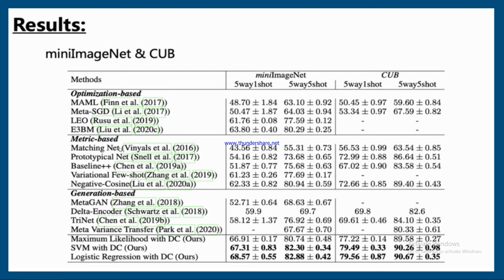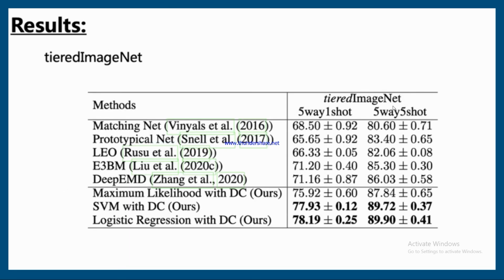Here are the results where they performed this experiment on three settings. First optimization-based setting, second metric-based, third is generation-based setting. Compared with all three settings, they claim that their models, first the maximum likelihood with DC model, the distribution calibration model, and the SVM with DC model, and the logistic regression model, perform better than the other models in other settings. This is on miniImageNet, and this is on CUB. One setting is the 5-way 1-shot setting, and another is the 5-way 5-shot setting, similar for CUB, and also similar for tieredImageNet. This also shows that there is a huge improvement over the state-of-the-art models and their model.